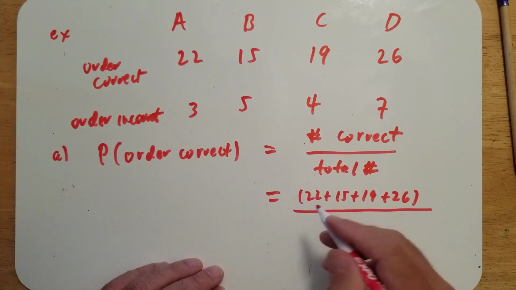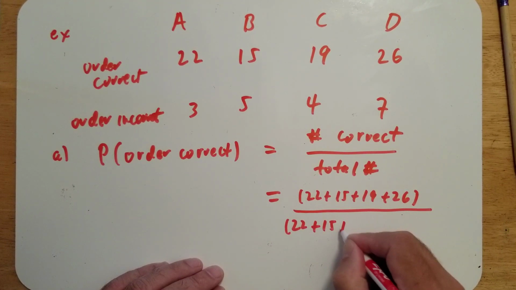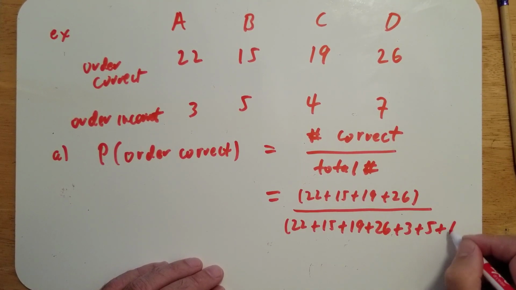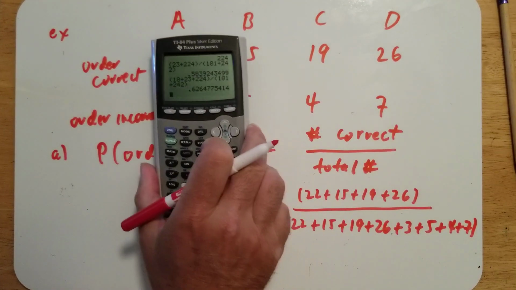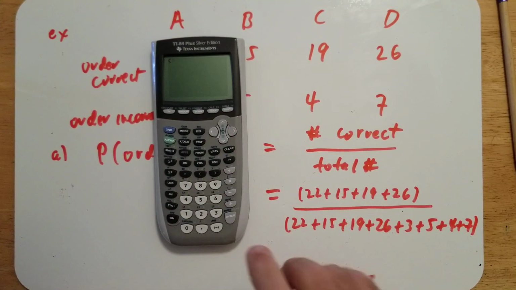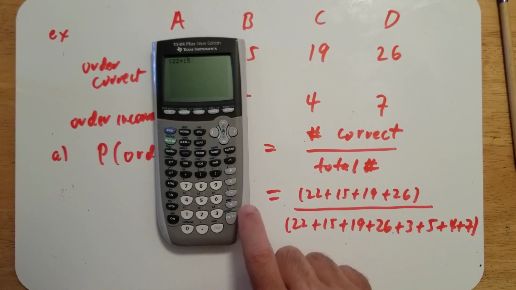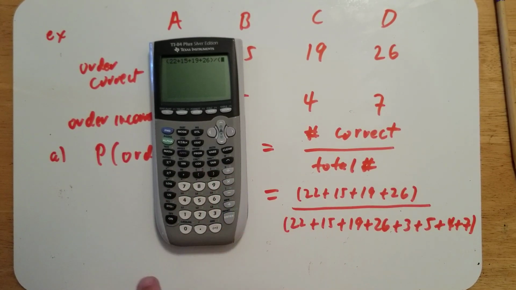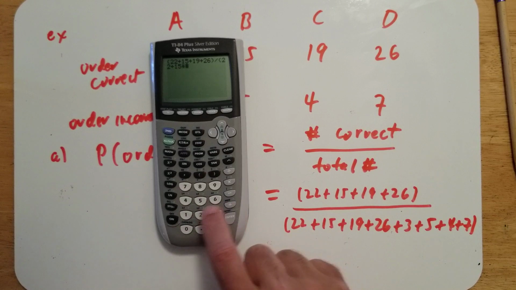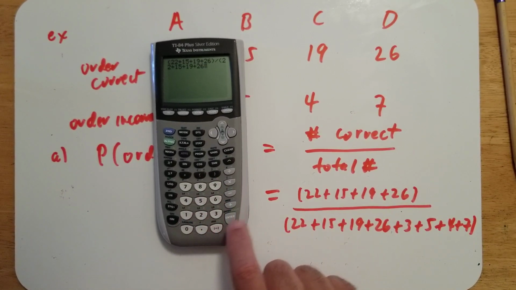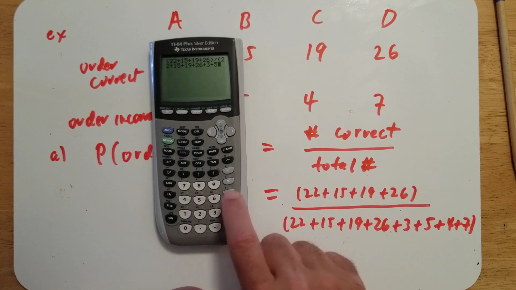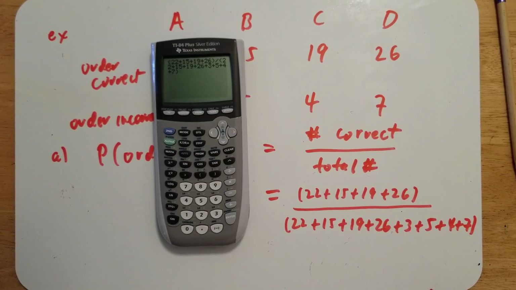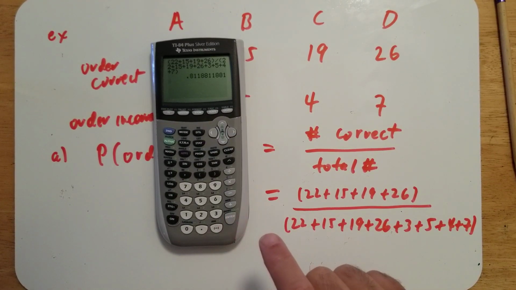total, which is just everybody in the whole chart: 22 plus 15 plus 19 plus 26 plus 3 plus 5 plus 4 plus 7. So on the calculator, 22 plus 15 plus 19 plus 26, that's the numerator, divided by 22 plus 15 plus 19 plus 26 plus 3 plus 5 plus 4 plus 7. When you're entering a bunch of numbers like that, it's not a bad idea to check. I think it's okay. 0.811.